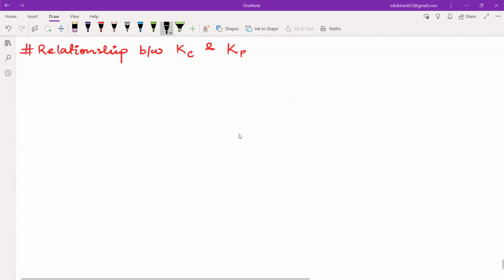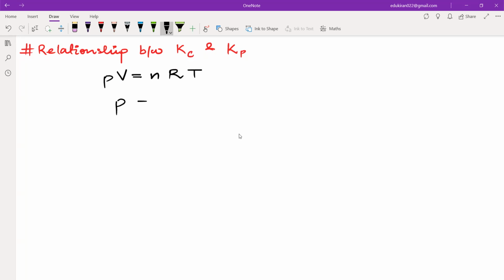So if we have a relationship between KC and KP, basically it is the relationship between the concentration and pressure. Yes or no? Because in KC we are representing the equilibrium constant in terms of concentration, and in KP we are representing it in terms of pressure. So we have the relationship of concentration and pressure. Whenever you have pressure, you should remember the equation PV is equal to nRT.